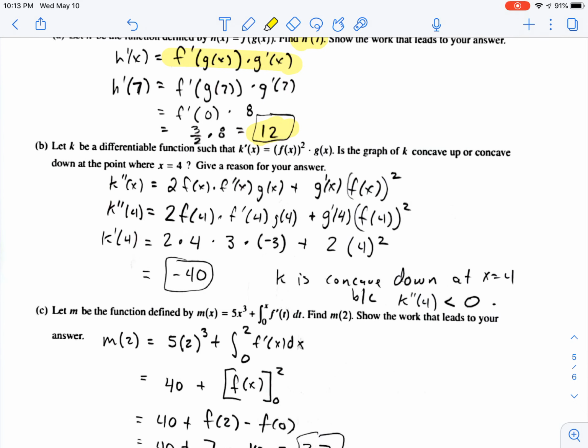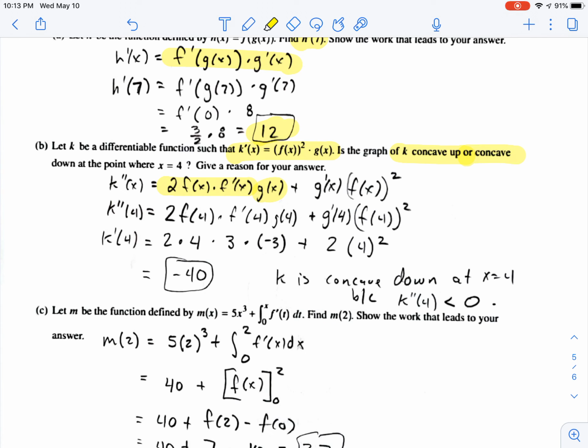On part B, it asks us if this function k it gives you is concave up or concave down. Well, the second derivative is going to tell us that. It's already giving us the first derivative, so we need to find the derivative of that. Well, there's a little bit of chain rule here, so take the derivative of f of x squared. It's going to be 2 f of x, f prime of x, times g, plus the derivative of the second, which is g prime, times f of x squared.